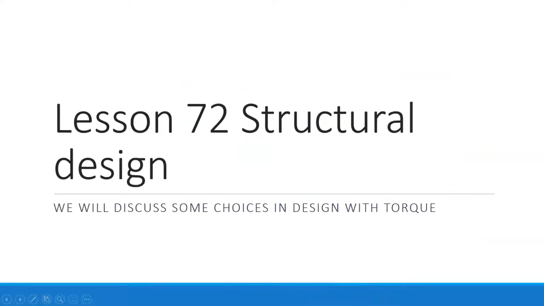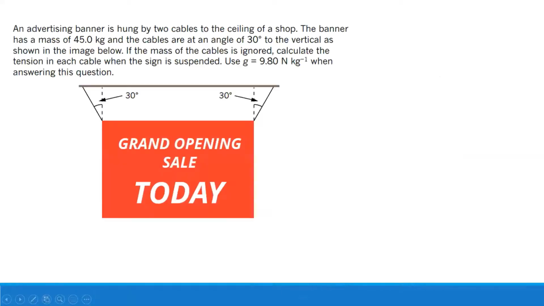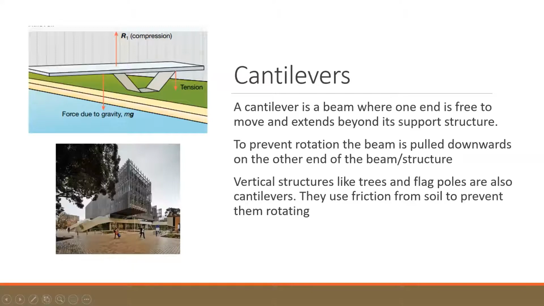So that brings us to today's actual sort of analysis, structural design. I wanted to talk to you guys briefly about something that's in the book and something that we should talk about, which is just like, I'm going to skip this for the moment. We're going to talk about cantilevers. Now, a cantilever is a beam where one end is free to move and extends beyond the support structure. So the classic example of a cantilever is the diving board at a swimming pool.